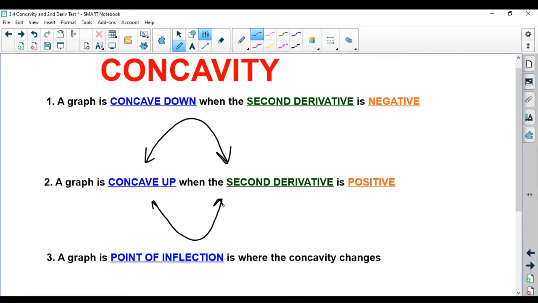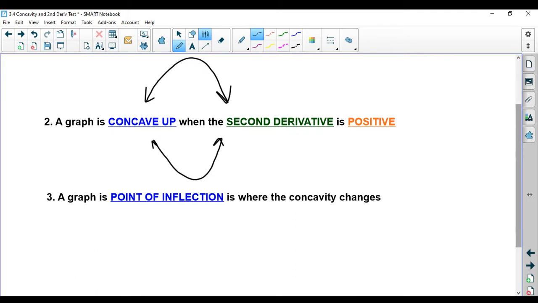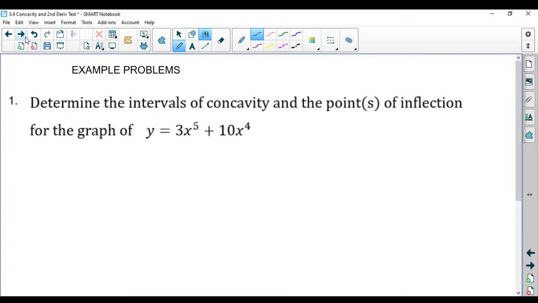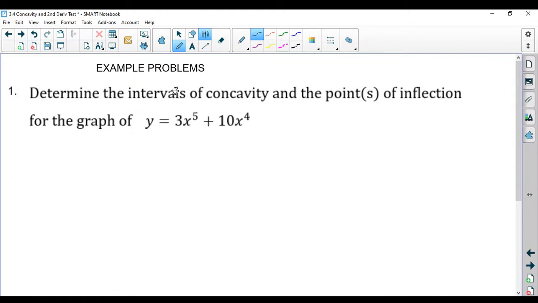And a point of inflection happens where the concavity changes. So if a graph goes from concave up to concave down, at some point between there's a point of inflection, and that's what we're going to learn how to find right now. So it's a lot like relative extrema, except we're going to be using the second derivative instead of the first derivative. So here's a simple problem, and then I'll give you a couple other simple ones to practice.